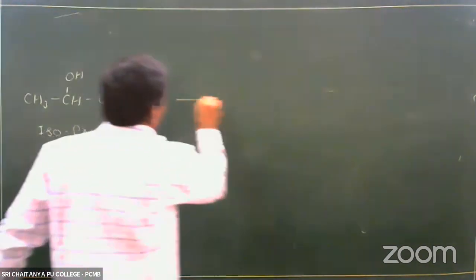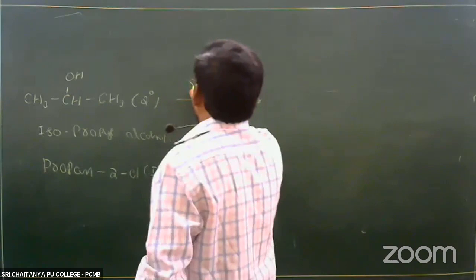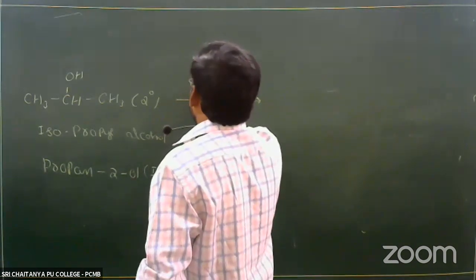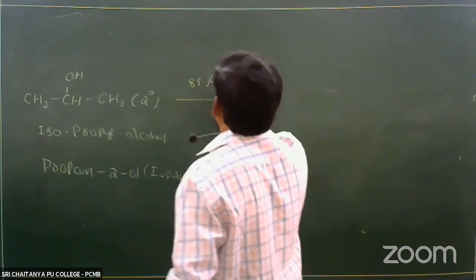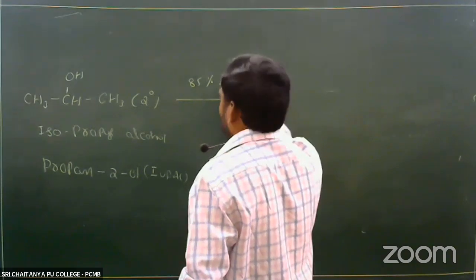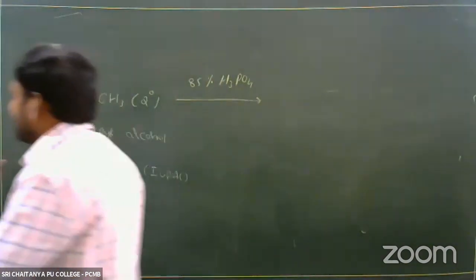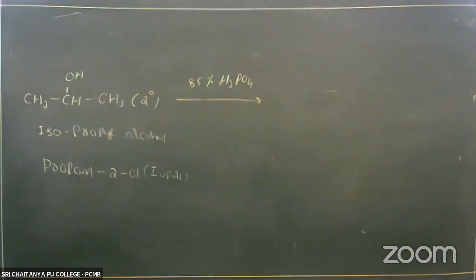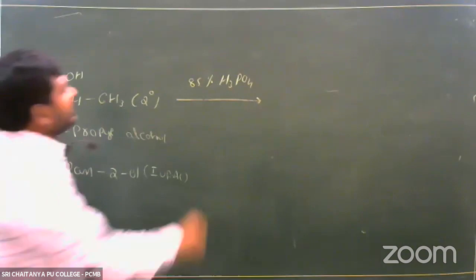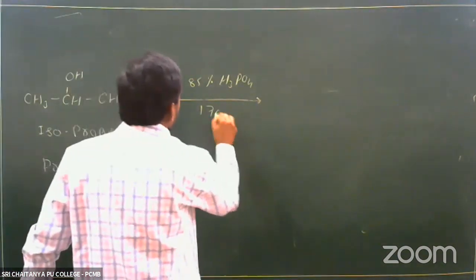If you use phosphoric acid, a secondary alcohol requires 85% phosphoric acid, H3PO4, and it requires nearly 170 degrees centigrade.